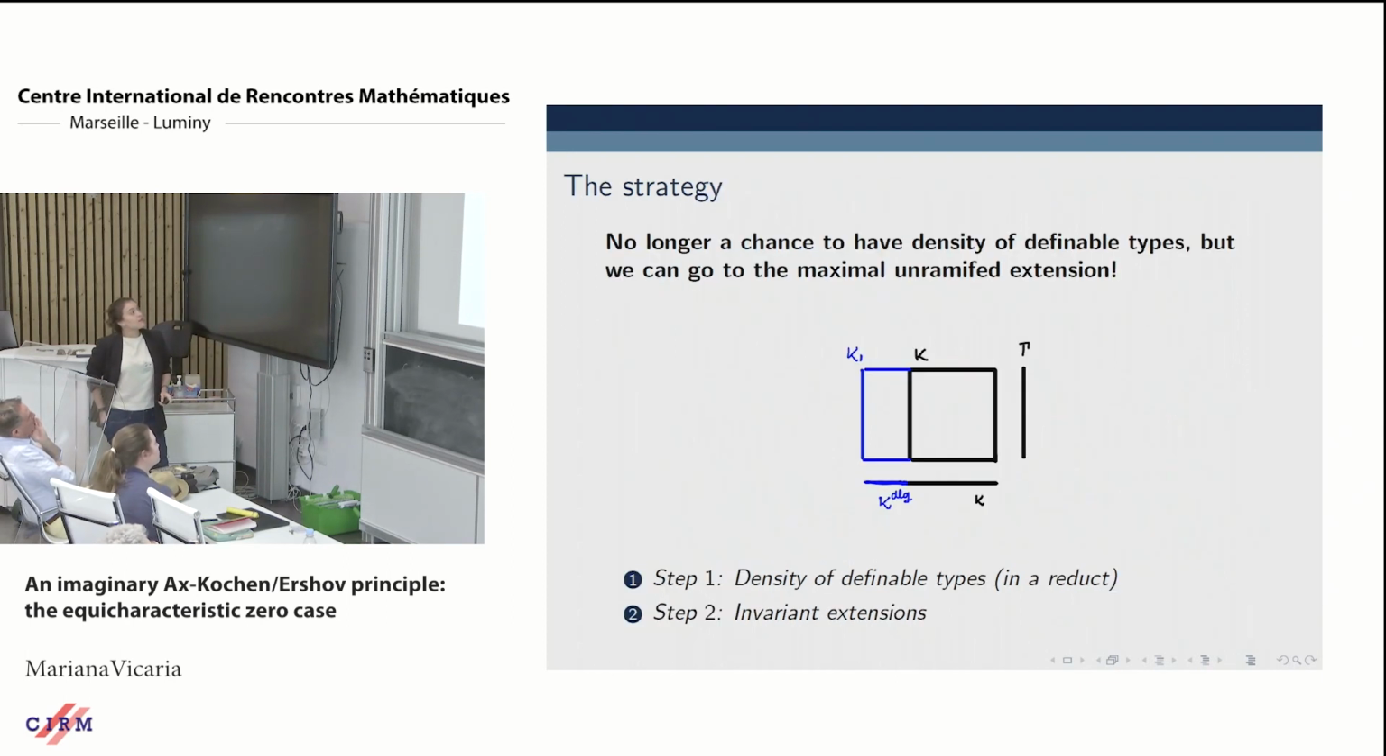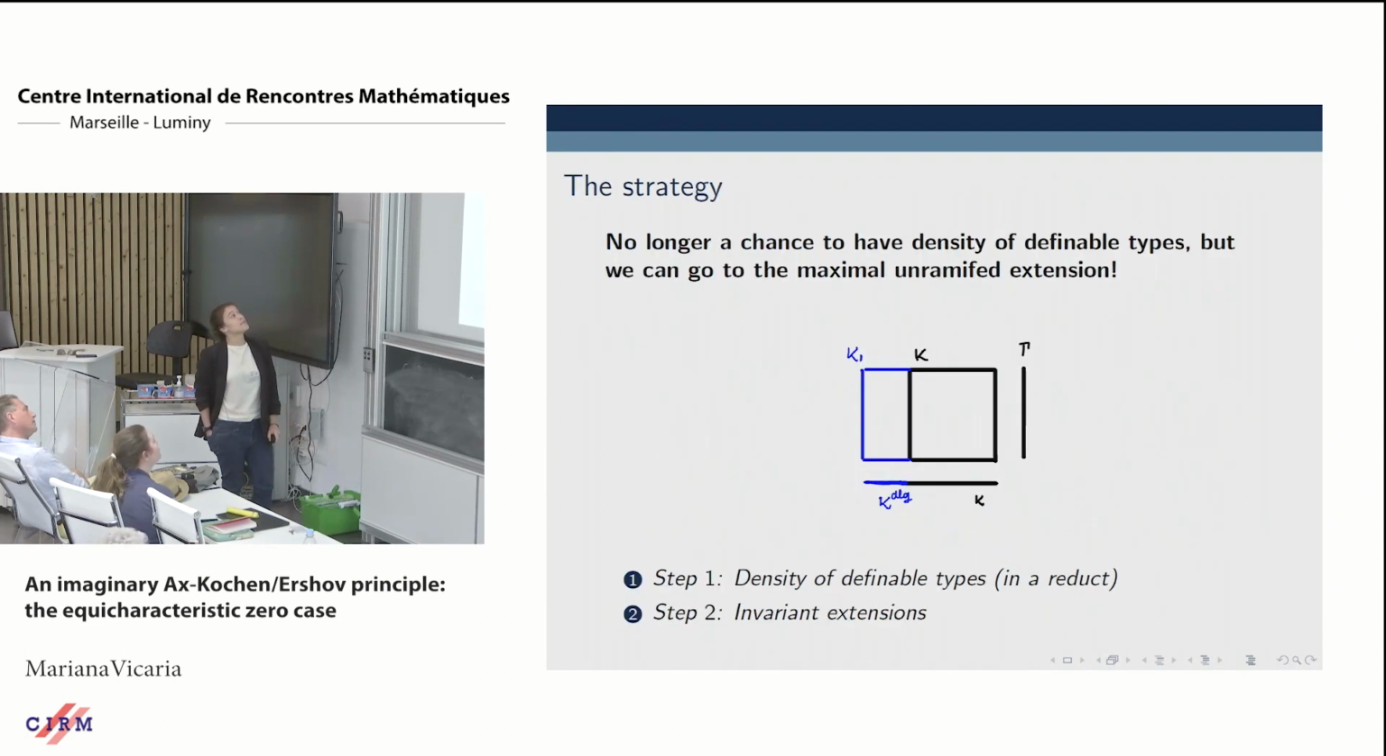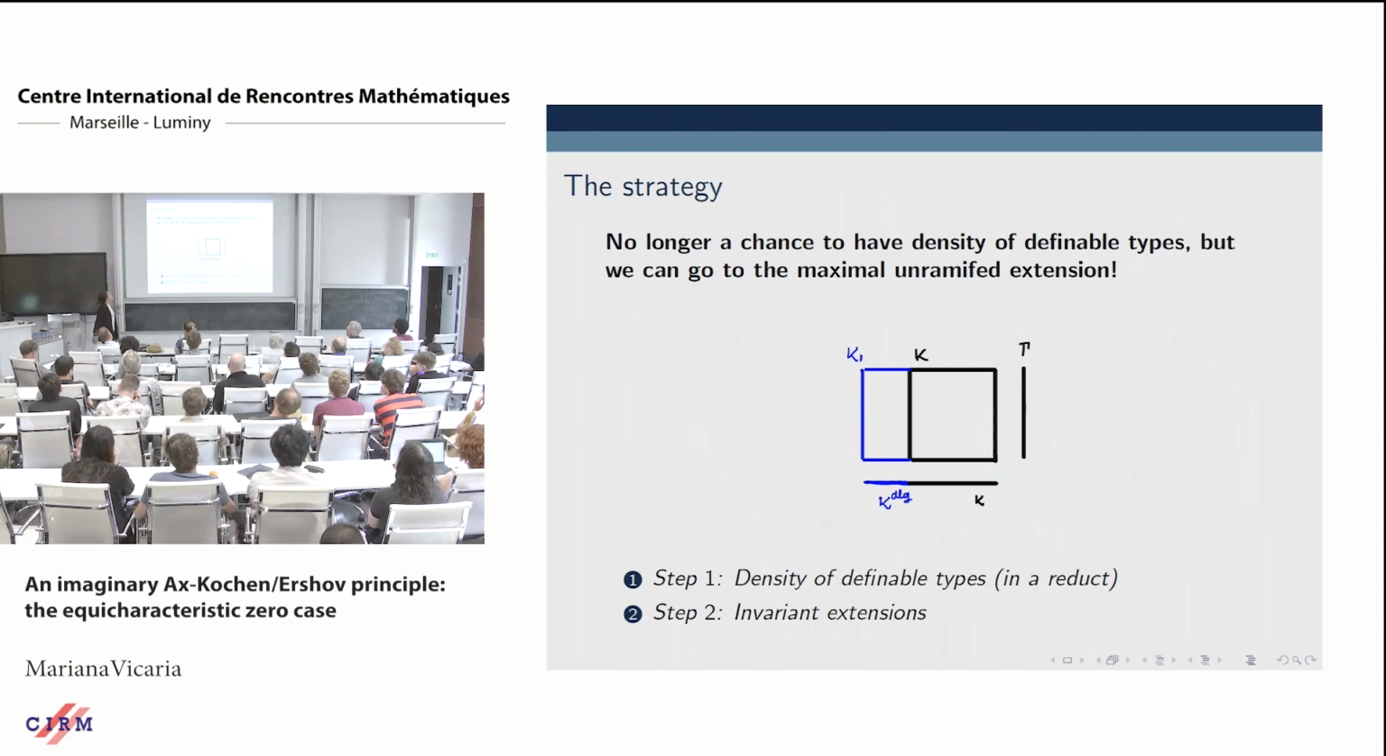So the thing is, this theorem is the one that I used to prove the previous result. The issue is that density of definable types will collapse when you look at the more general setting. So there is no chance, for instance, if you make the residue field horrible, like Q, everything is going to fail. So no chance to have density of definable types.